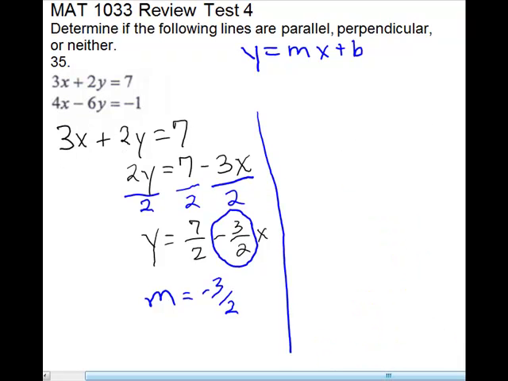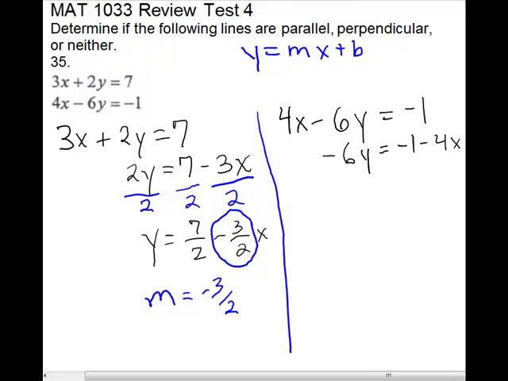For problem 35, our first line is the same, so I'm not going to redo it. It's the same steps. We will find the slope on the second line. So we have 4x minus 6y equals negative 1. We need to isolate the y. So take off the 4x. And then we're going to divide by negative 6. So we have y equals a positive 1/6 here.